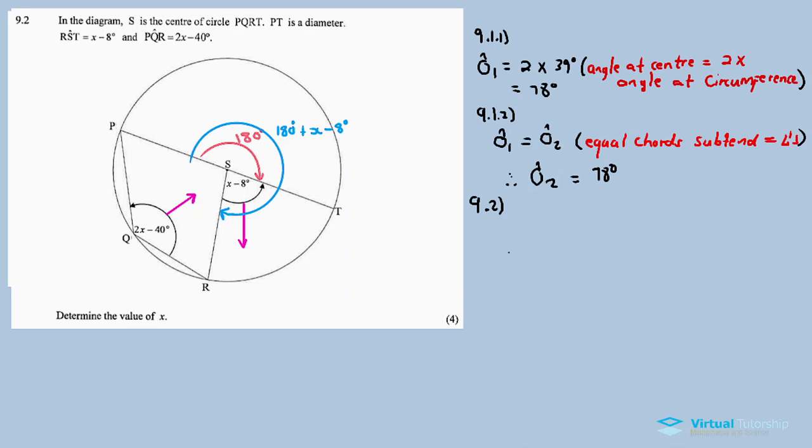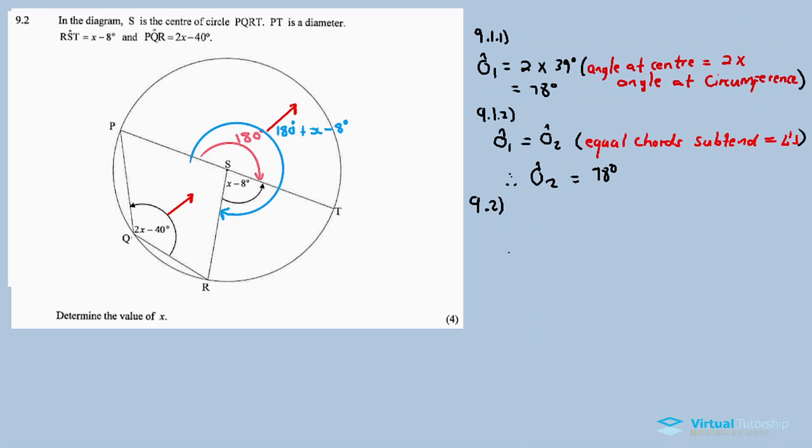So now the direction for this angle has changed, while this one is still facing that way. The angle of x minus 8 degrees, when I add the 180 degrees, now faces in that direction. So I explain that this angle faces in that direction, and this angle faces in that direction. So now I can apply this theorem: angle at center equal to 2 times angle at circumference.